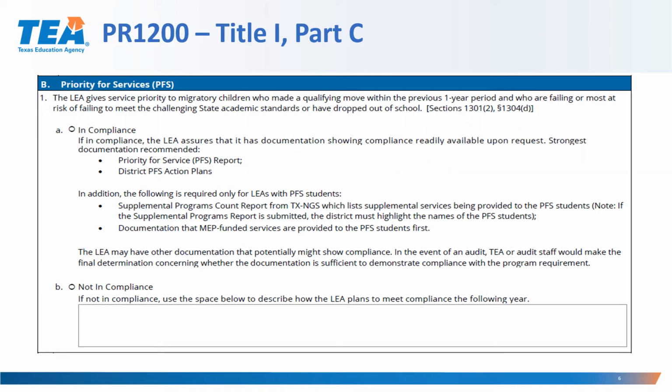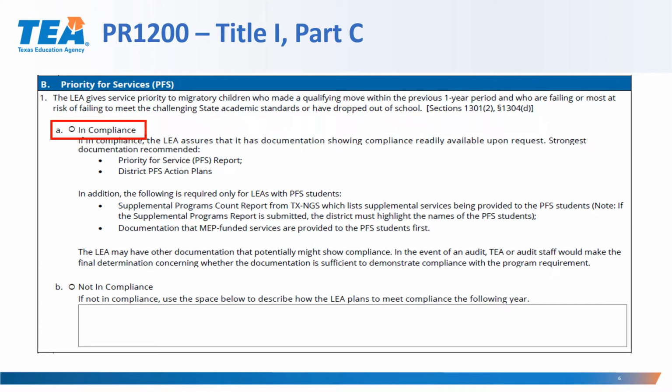Now let's take a look at Program Requirement B, Priority for Service, or PFS. The LEA gives service priority to migratory children who made a qualifying move within the previous one-year period and who are failing or most at risk of failing to meet the challenging state academic standards or have dropped out of school. If an LEA indicates that they're in compliance, the LEA assures that it has documentation showing compliance readily available upon request. The strongest documentation recommended are the Priority for Service or PFS reports found on TXNGS, as well as the District PFS Action Plan.